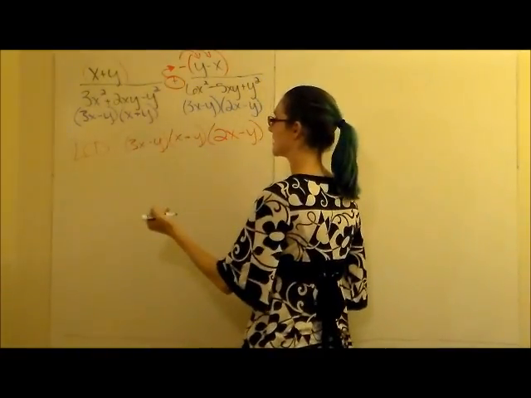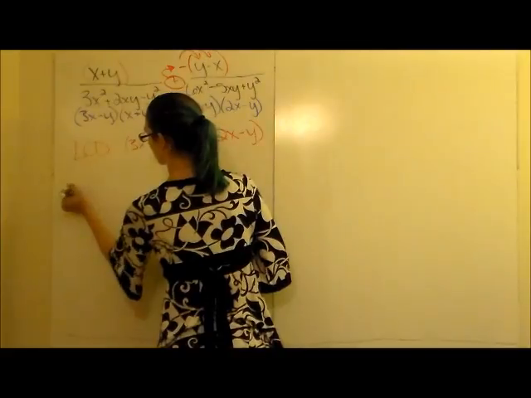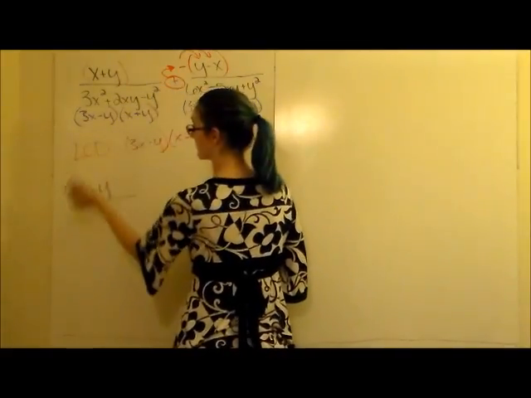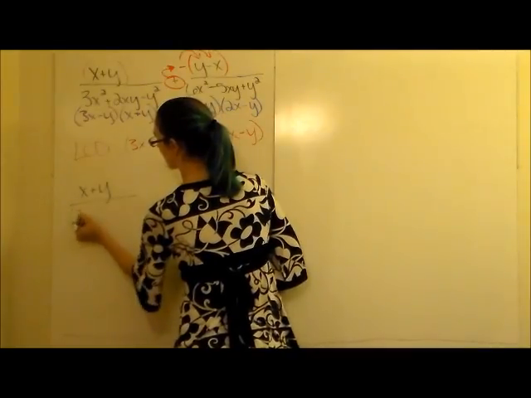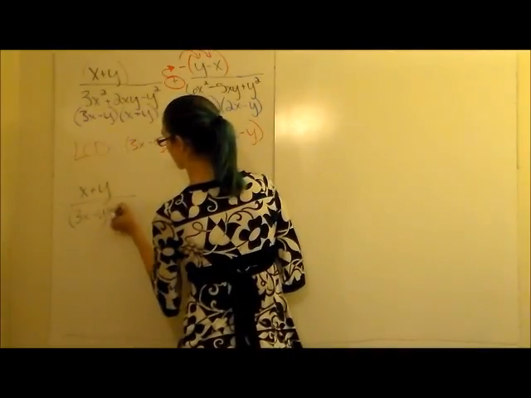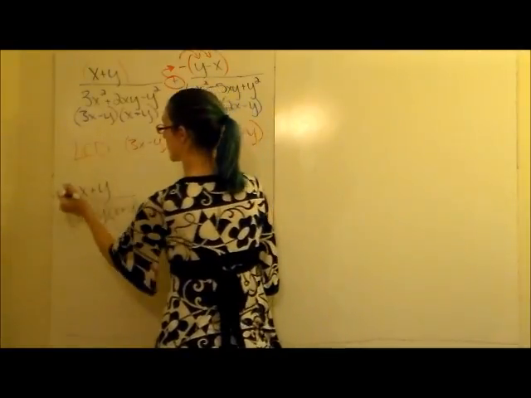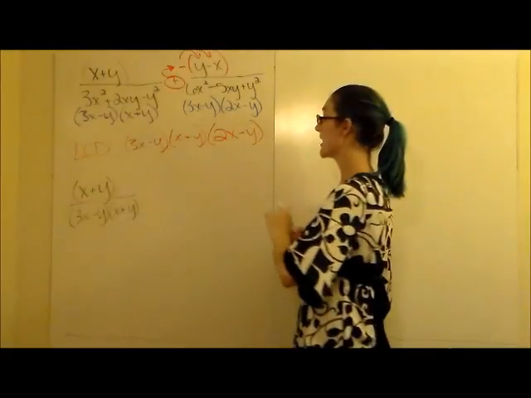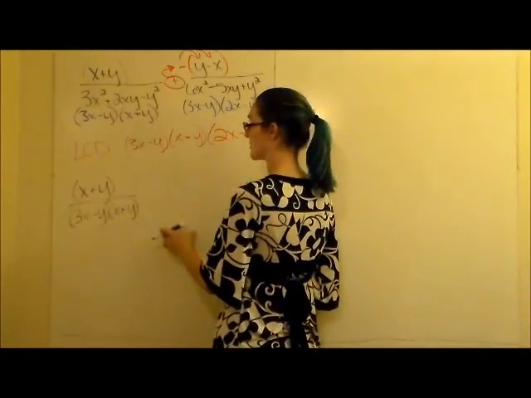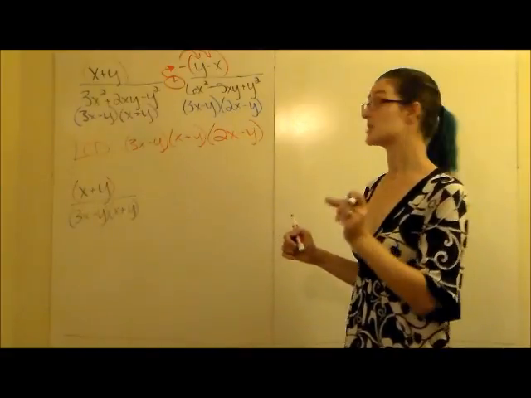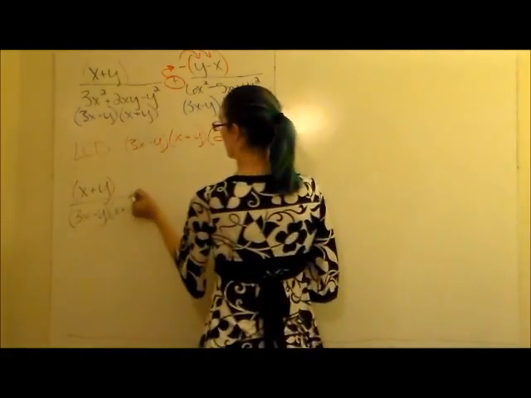So if I bring down what I know, I have x plus y over here, and that is divided by, I'm going to write out the factored form, 3x minus y, x plus y. Keep that numerator in parentheses, that way you know to multiply and how to multiply correctly. So when we add something to that top, you multiply the entire numerator, not just one piece.